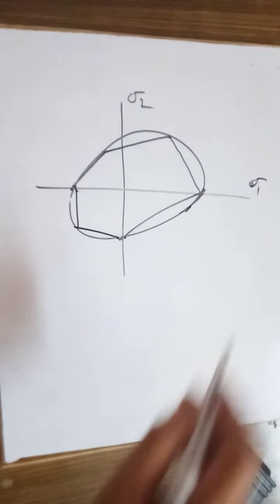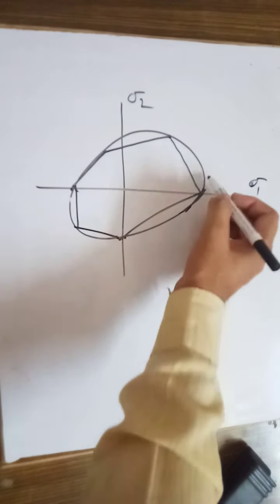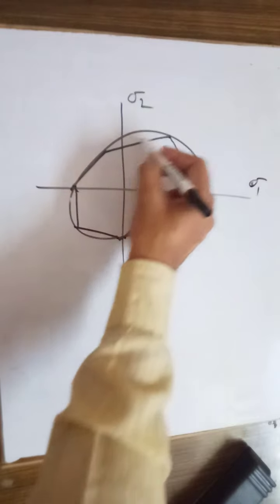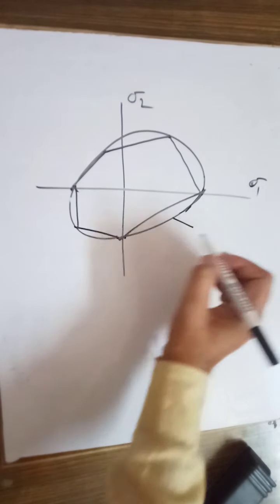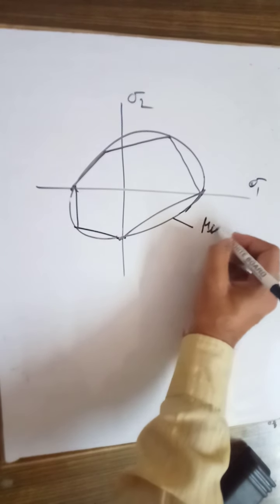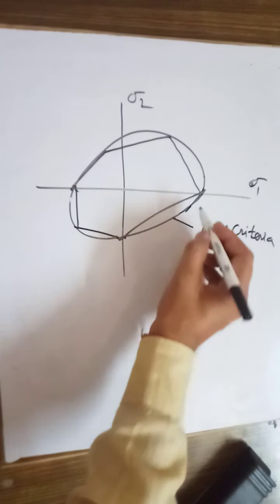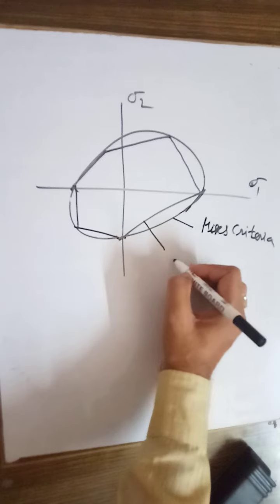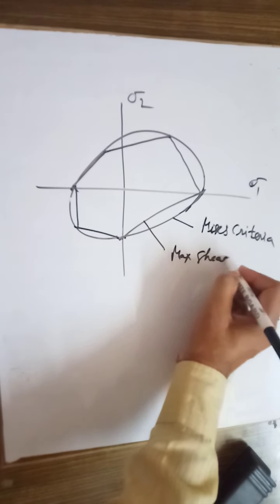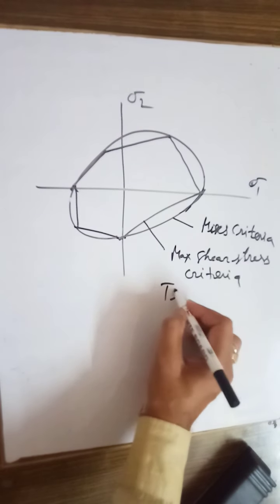Although it's not accurate, the ellipse is not formed. So this circle will represent the Mises criteria, and these points will represent the Tresca criteria. Okay, so here we can say it is the Mises criteria, and this will represent the maximum shear stress criteria, or Tresca criteria.